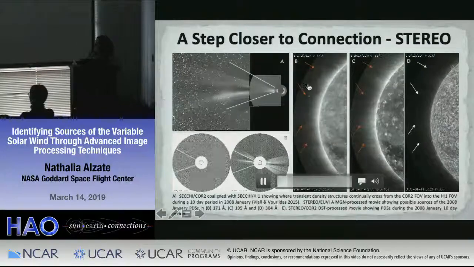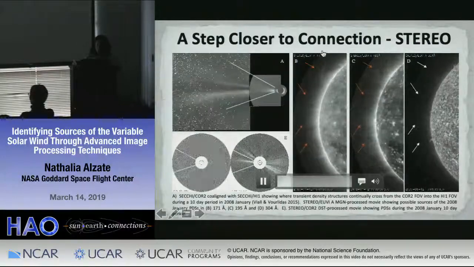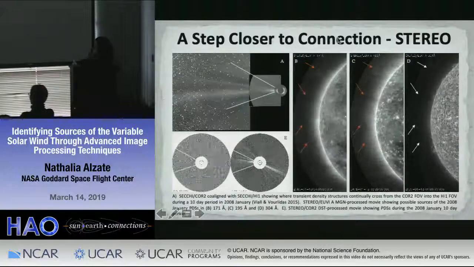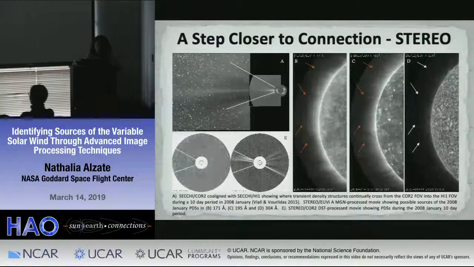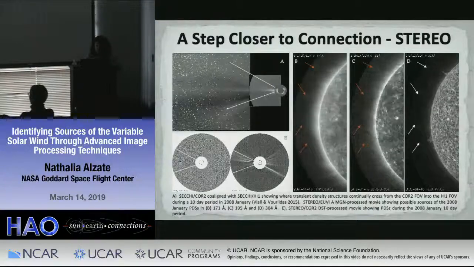So in 171, that's where you see more. You should see a structure here. Did you miss it? No, there it goes. Do you see it? It's very faint. I saw it. Okay, thank you.